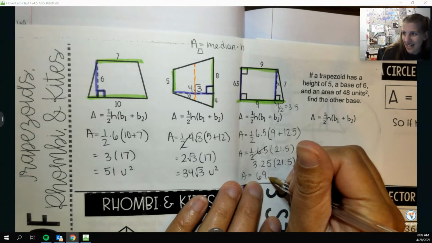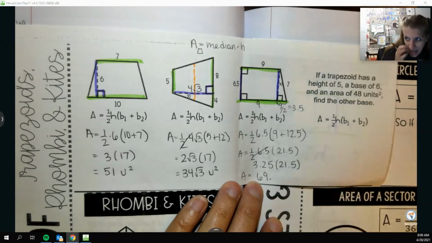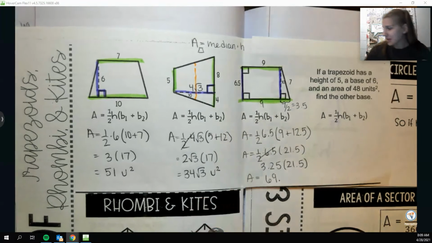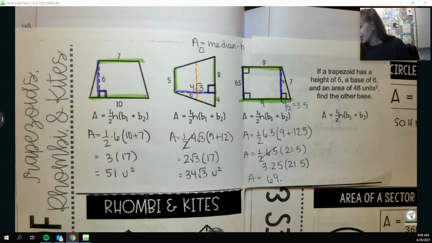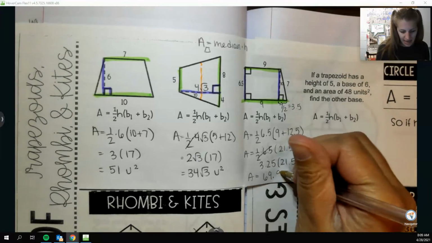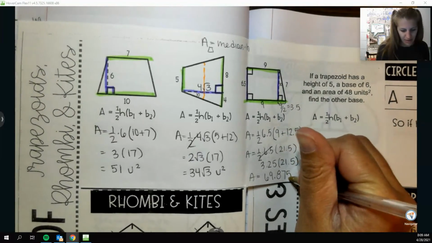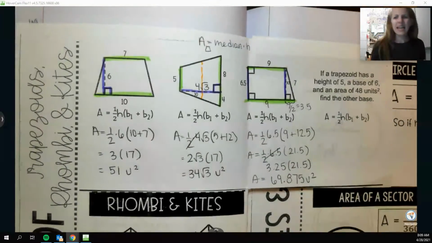So 69.9. I don't know. Let me double check that. Calculator. I'm doing this in my head and it's not advised. 69.875 units squared.